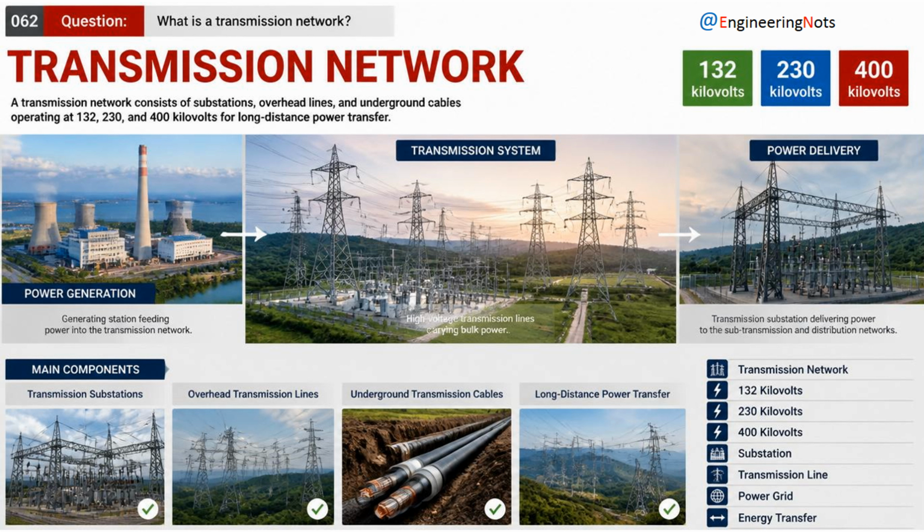In the United States, common transmission voltages include 115, 230, 345, 500, and 765 kilovolts. In Europe and many other countries, 132, 230, and 400 kilovolts are commonly used. In summary, a transmission network is a high-voltage system used to transmit electrical power efficiently over long distances from generation sources to load centers and distribution networks.